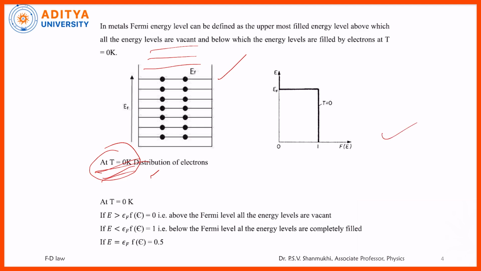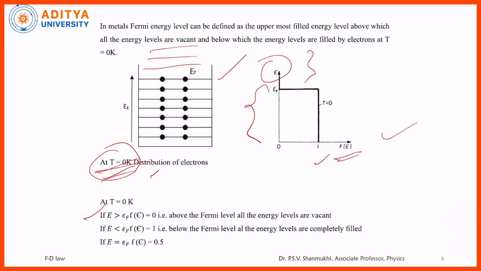So coming to the graphical representation, f of e values are taken on the x-axis and energy is taken on the y-axis. F of e is actually the probability, it takes values from 0 to 1. Now up to EF, what is f of e? F of e is equal to 1. Above EF, what is f of e? F of e is equal to 0.